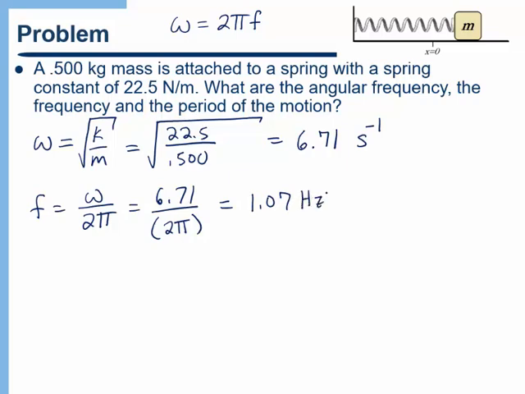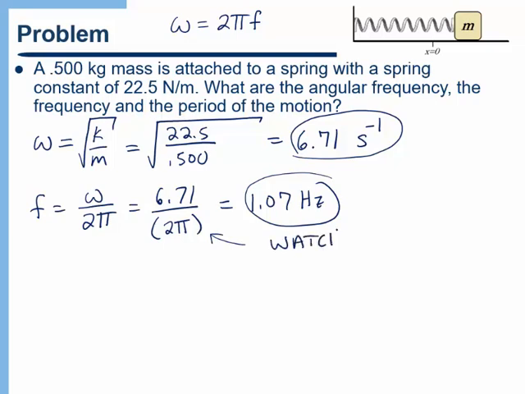By the way, let me point out one of the most common mistakes that students make on exams. When they plug this into their calculator, they forget to put in the parentheses. Okay, so I'm just going to write, watch out. Because if you just do 6.71 divided and then put in 2 pi, what your calculator is going to do is divide by 2, but then multiply by pi.